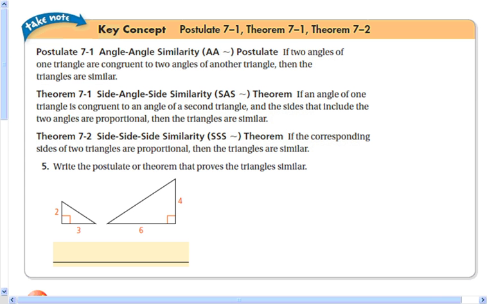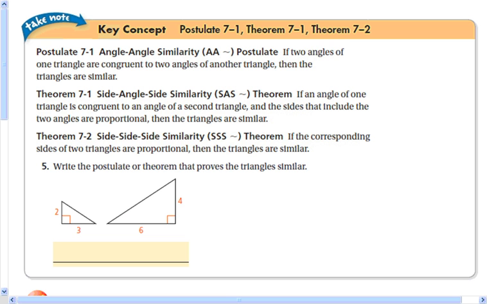All right, so here's our postulates. 7.1, angle-angle similarity postulate. If two angles of one triangle are congruent to two angles of another triangle, then the triangles are similar. Well, that makes sense because if two angles are congruent, then the other one is congruent by the third angle theorem.